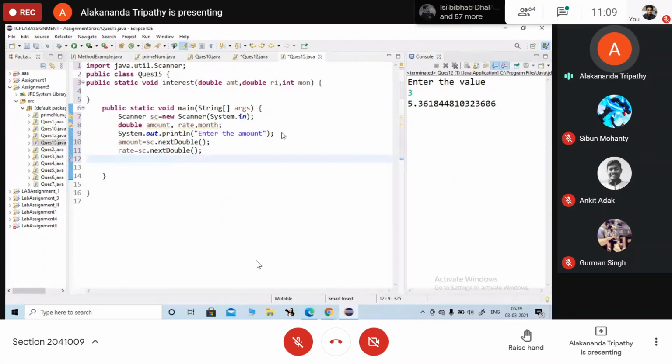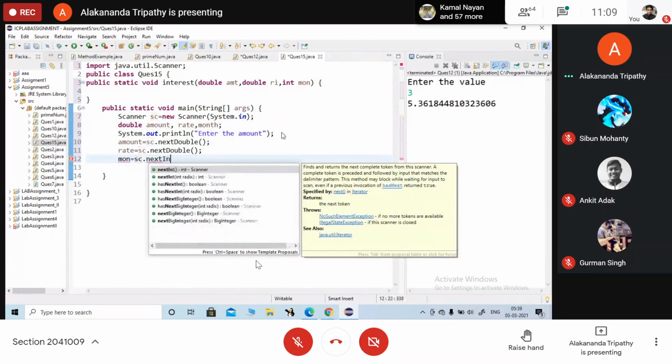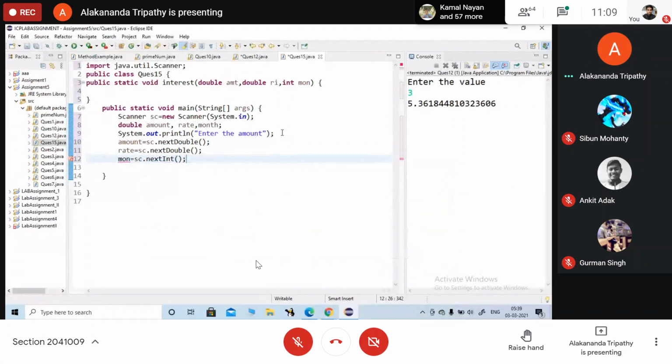Then amount या rate क्या है now here month is equals to SA dot next INT. Okay, so month. Oh, again call the method. So यहाँ पर interest. Okay, the value here is amount. Now rate and month. Okay, method call हो गया. देखो तो spelling सही है तो हाँ, it is correct.